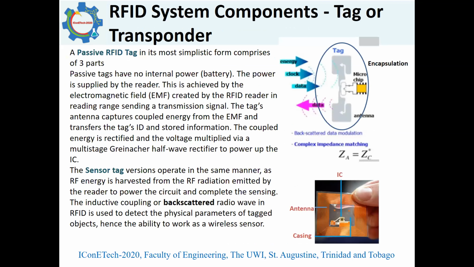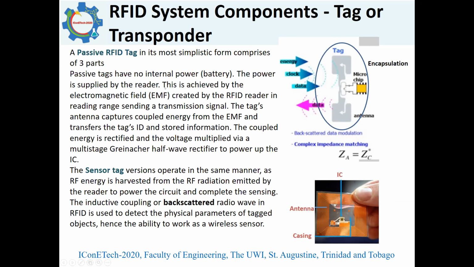The tag itself, in its simplest form, is comprised of three parts. Its main part is the microchip, which is the brain box, an antenna for collecting signals from your reader, and of course some form of encapsulation. This is just to protect your microchip and your antenna. And as you can see, this is just a typical RFID tag. It's so small, and some of the sensor tags that are available now are as small as a coin.